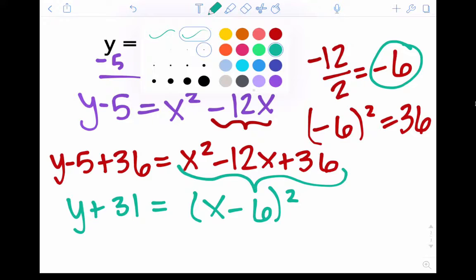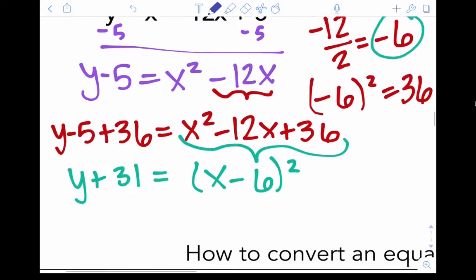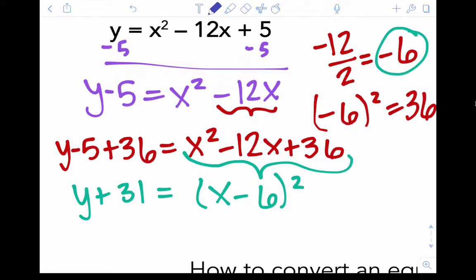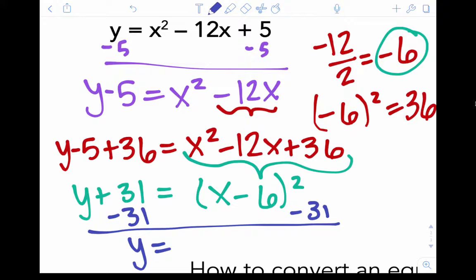And then finally, my last step is to isolate the y. So I'm going to subtract 31 from both sides. And I have y is equal to x minus 6 squared minus 31. And that is my final answer. That is written in vertex form.